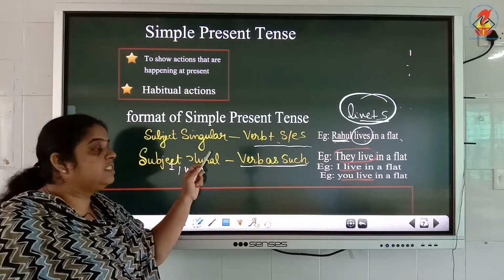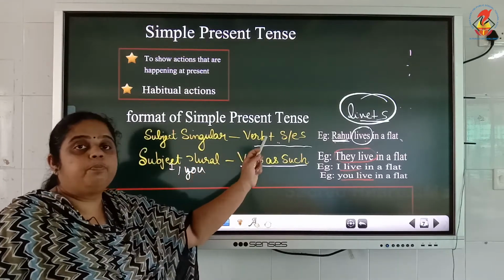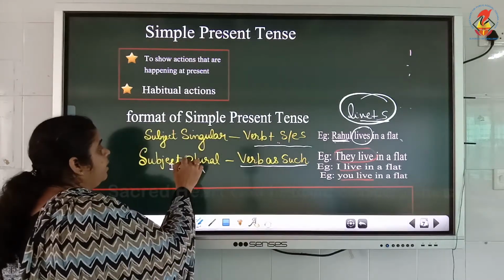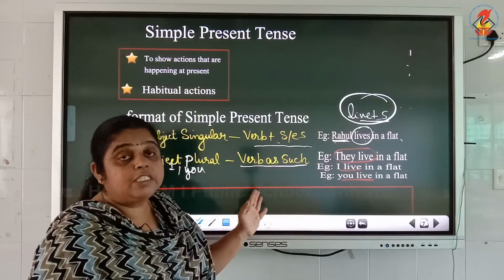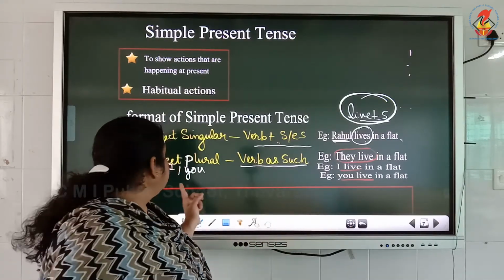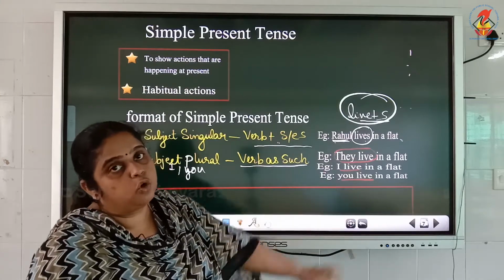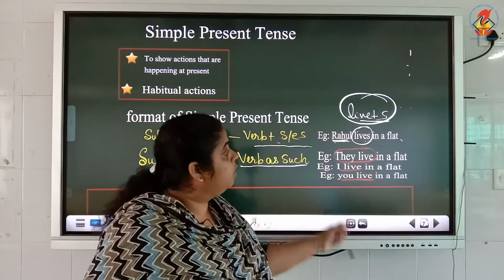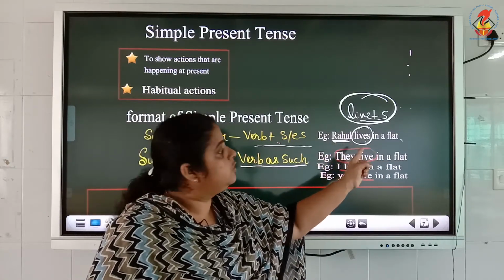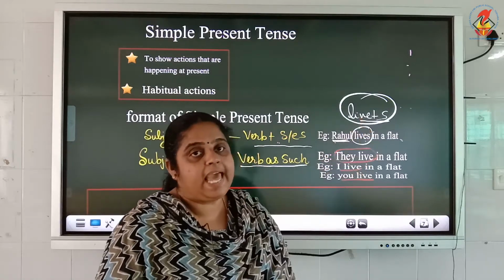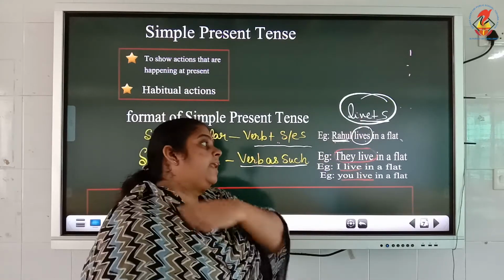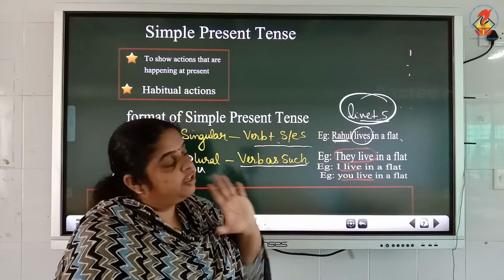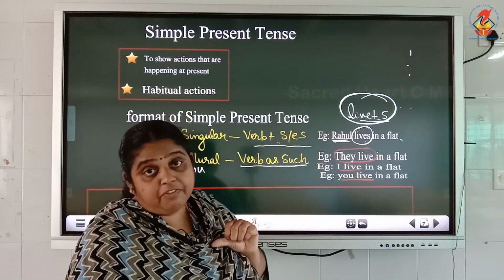That is, if the subject is singular, you have to add verb plus s or es. And if the subject is plural, you have to use the verb as such, no change. If the subject is I and you, then also there is no change. For example, Rahul lives in a flat. Rahul is singular, so we use live plus s, lives. Then if the subject is plural, we use the verb like that, no change in the verb. We use live itself. They live in a flat.